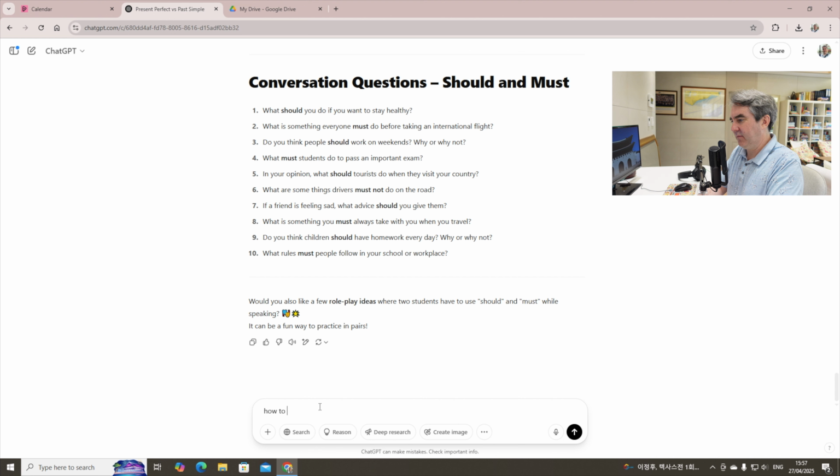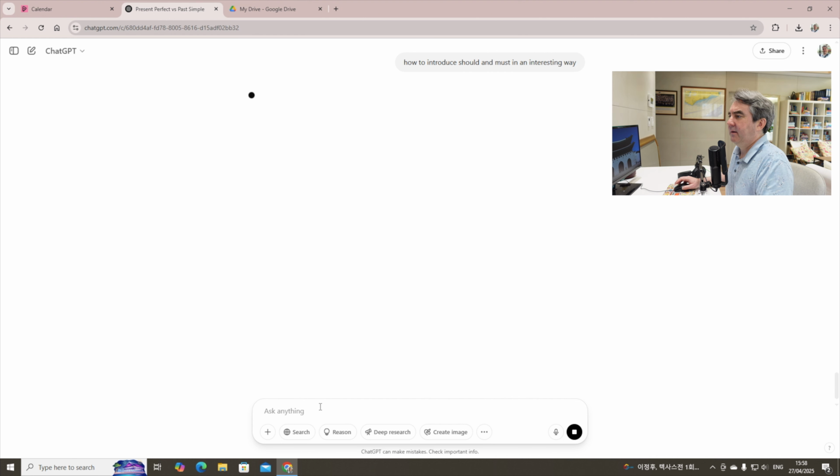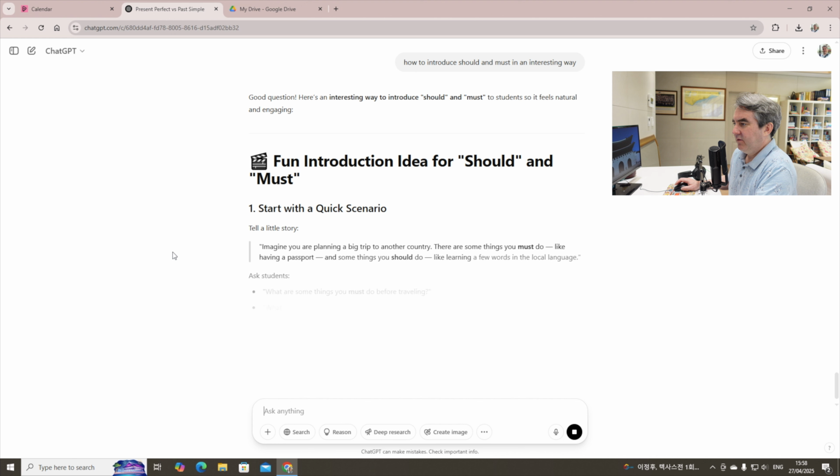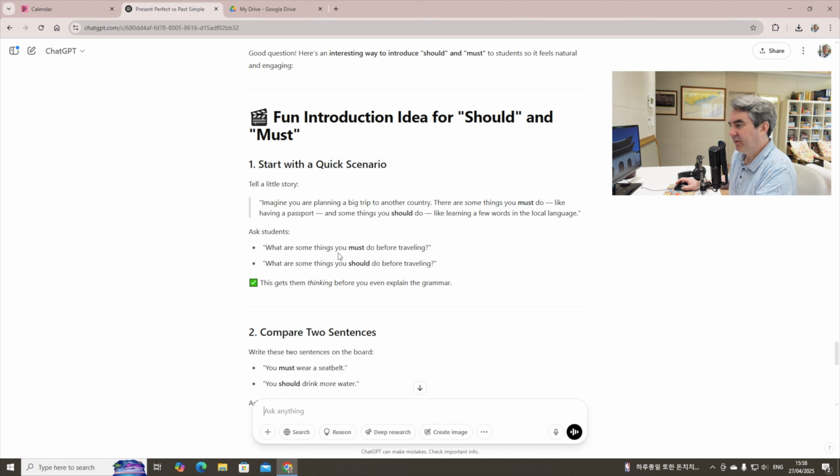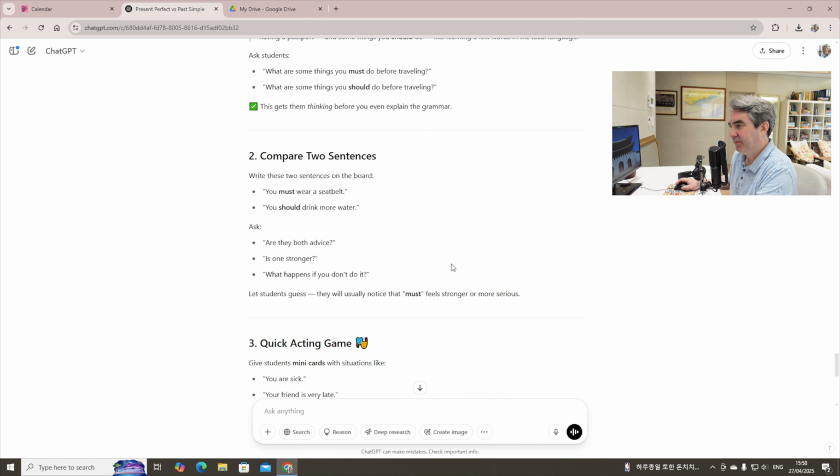How to introduce it, that's the key. Let's see. So, a fun introduction idea for should and must. Start with a quick scenario. Imagine you're planning a big trip. There are some things you must do, like having a passport, and some things you should do. Okay. What should you do? What are some things you must do before travelling, and what are some things you should do before travelling? This will be quite interesting.